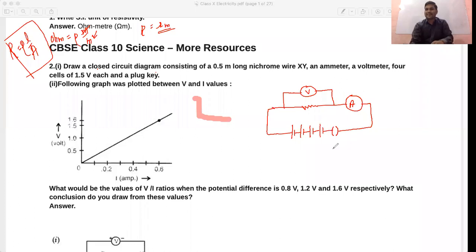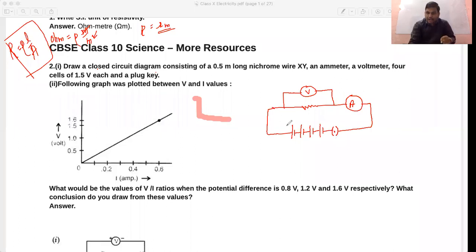So this is the method. When they say the plug key is open or closed, you can draw accordingly. If it is closed, you put a dot sign here. If it is open, there should be no dot. Is it clear?